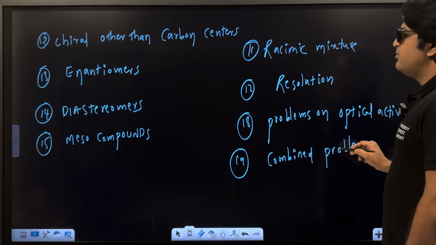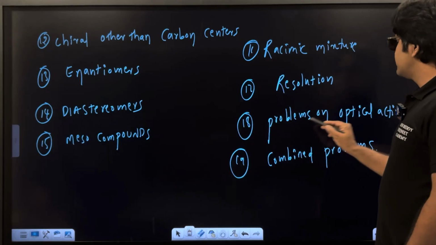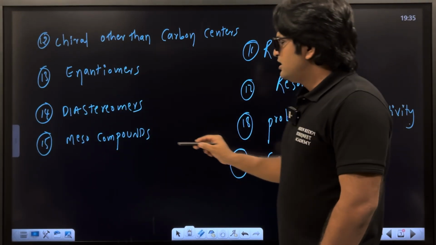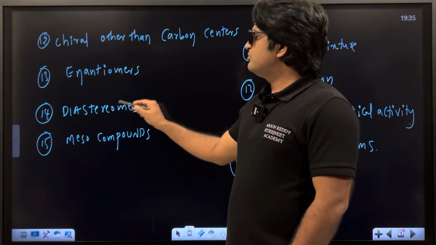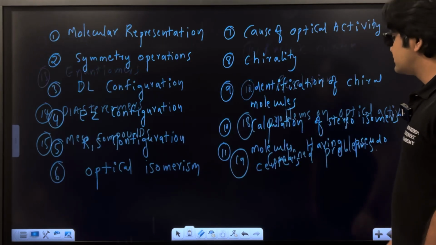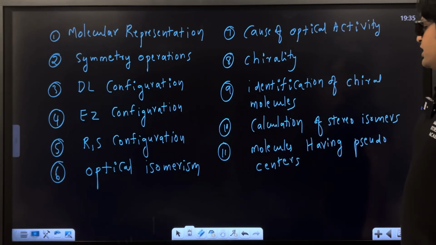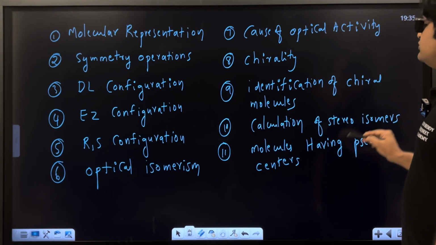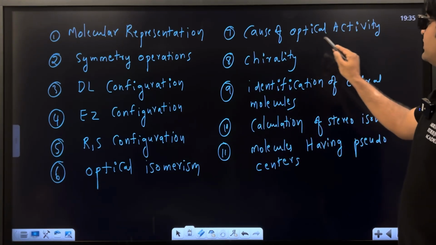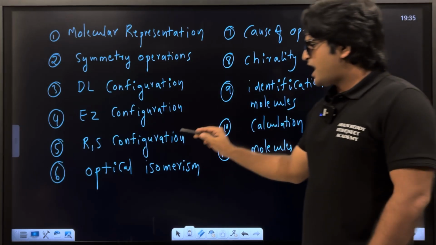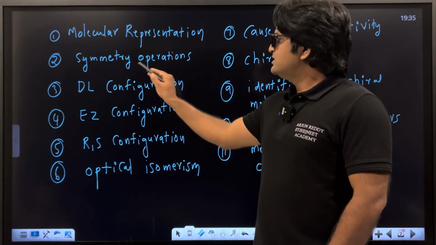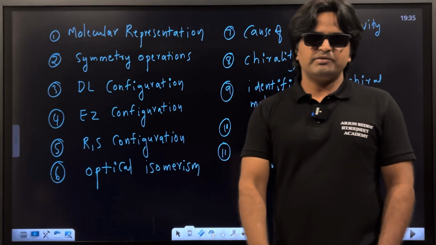Now, combined problems in optical isomerism, problems on optical activity, resolution, racemic mixture, meso compounds, diastereomers, enantiomers, chiral centers other than carbon atoms. Okay, next one, molecules having pseudo chiral centers, calculation of stereoisomers, identification of chiral molecules, chirality, what is the cause of optical activity, optical isomerism, RS, EZ, DL configuration, symmetry operations and molecular representations.